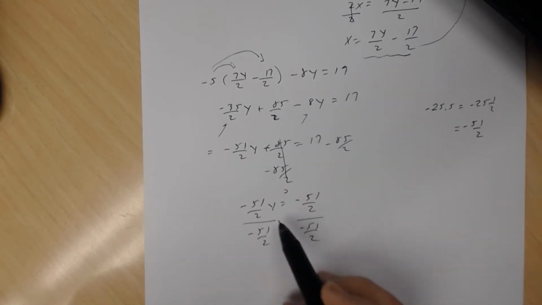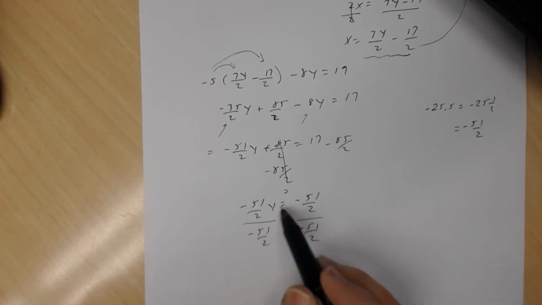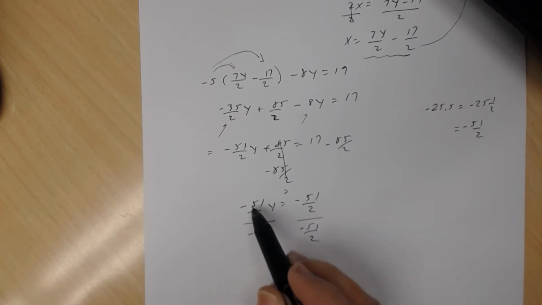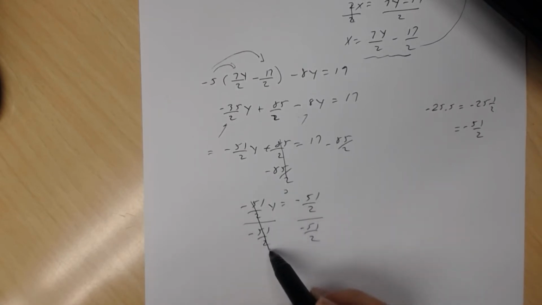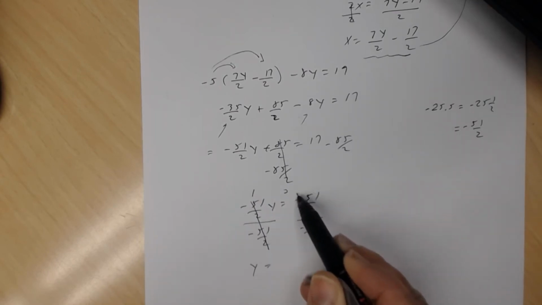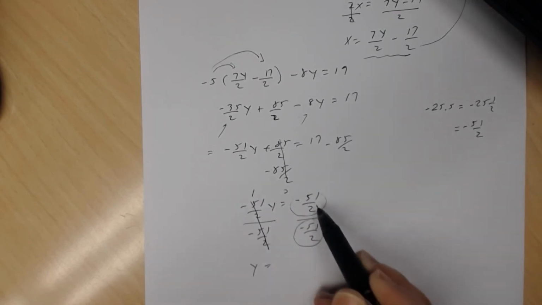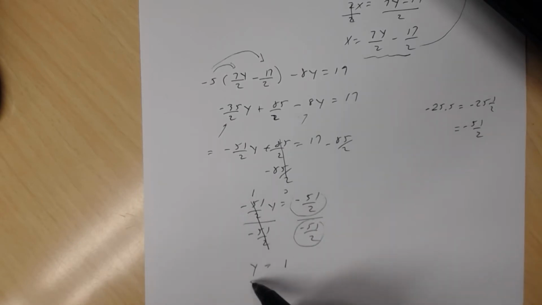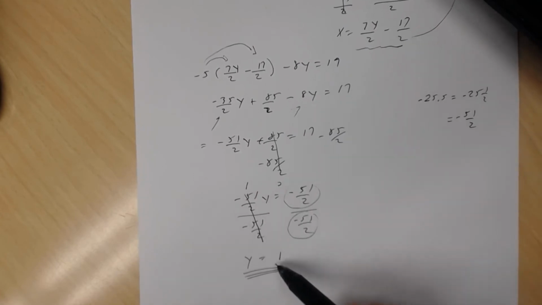But I want you to notice something. When I divide both sides by negative 51 halves, negative 51 halves divided by negative 51 halves is 1. 1 times y is y. And this fraction being divided by this fraction, they're the same thing. So this fraction divided by itself is also 1. So I found the solution, the y coordinate of my solution.